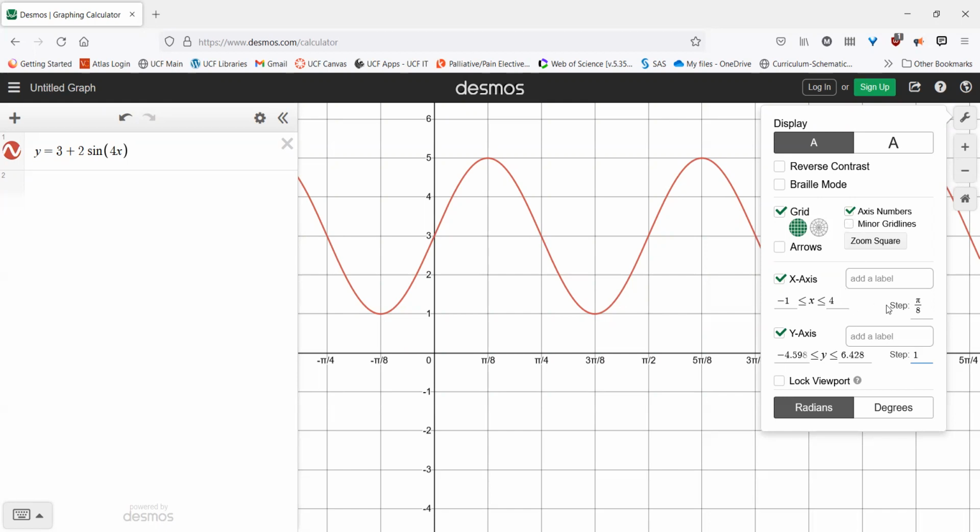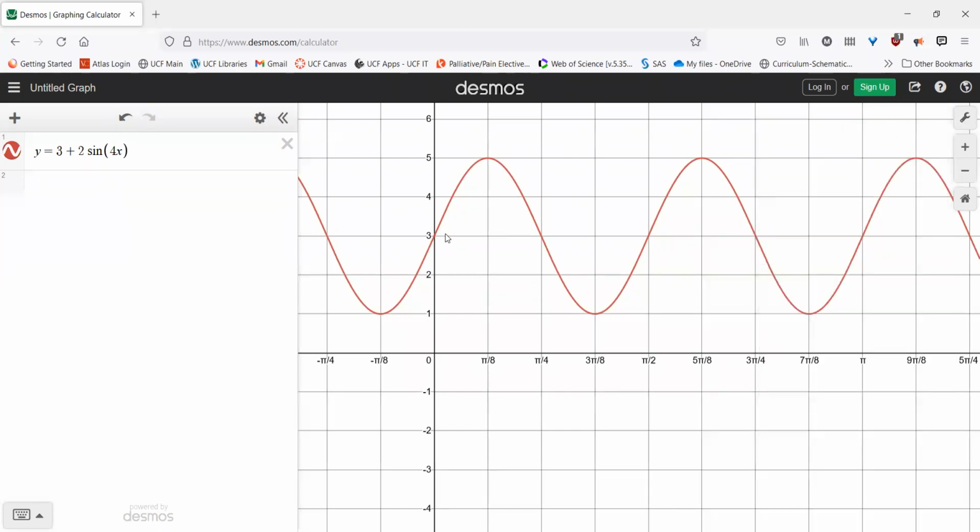On the x-axis, you want to make sure that you can see one period, maybe just a little bit more on either side of it, but you want to make sure that you can clearly see one period and you have some sort of pi increment to look at. And then the y-axis, you'll make sure you can see the highest point and the lowest point. And then I just do a step of 1. All right, and you always want to be in radians. That's going to be the default. We want to graph in radians.